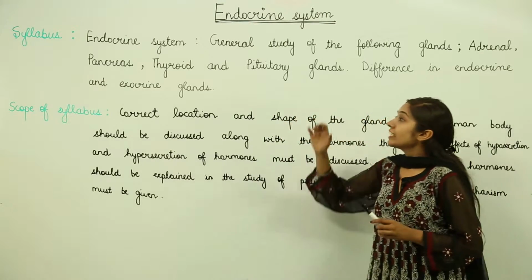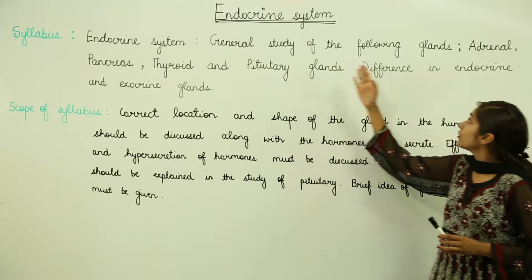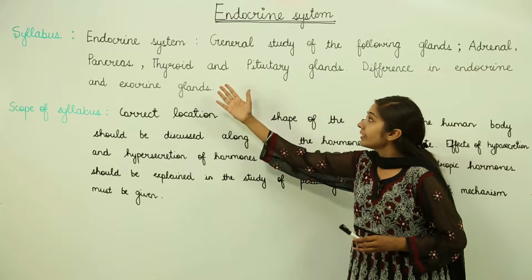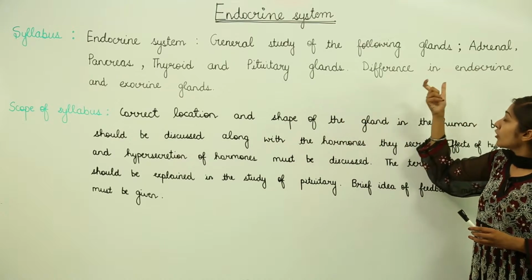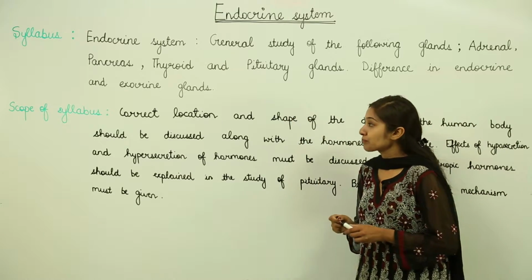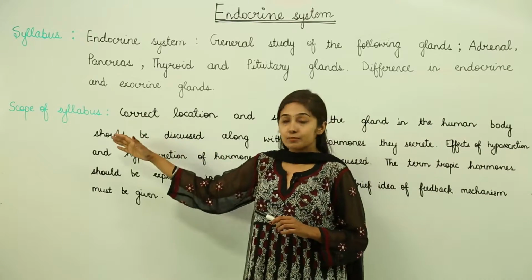We will be discussing the endocrine system, the general study of the following glands, that is the adrenal gland, the pancreas, the thyroid and the pituitary glands. We will also discuss the difference between endocrine and exocrine glands. Then what is the scope of your syllabus?